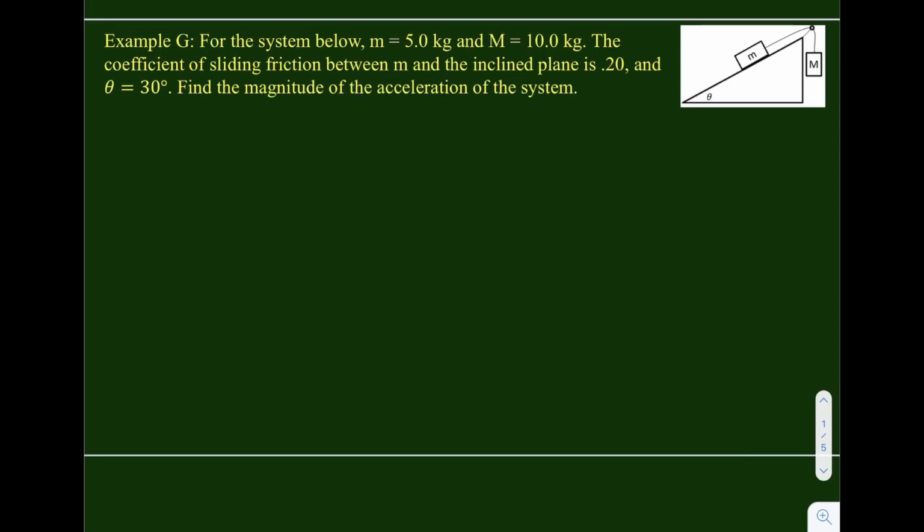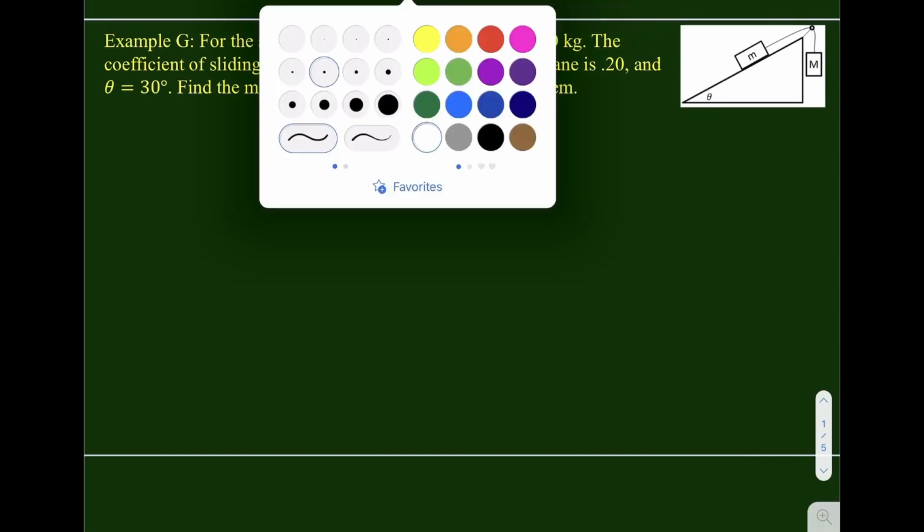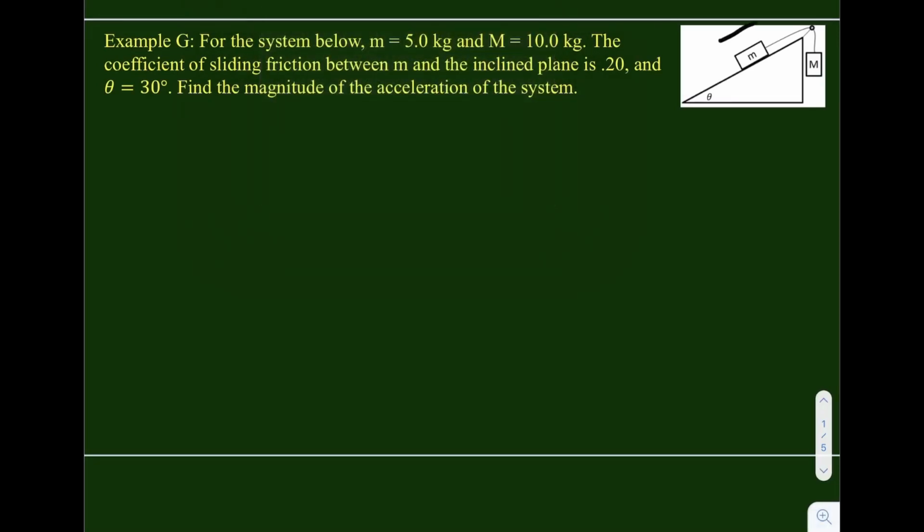Okay, last example is example G, and there's a lot going on here. We have a pulley system, there's an incline involved, and there's friction involved. So it's kind of a complicated question, but if you do what you're supposed to do, it's not that hard. And that's draw a picture, label the forces, and then do F equals ma in the direction of motion. So for the direction of motion, the small block's going to move up the incline, and the bigger block's going to go straight down.